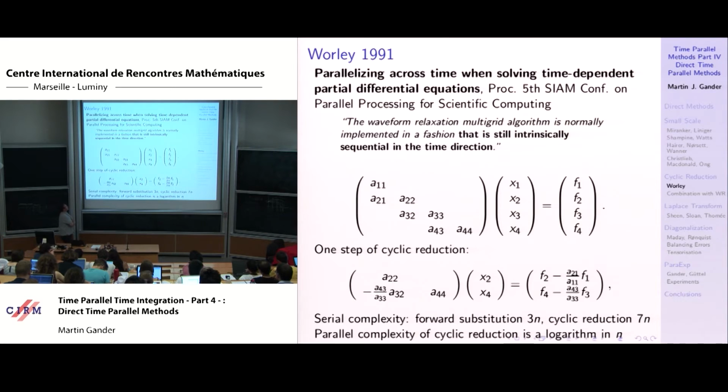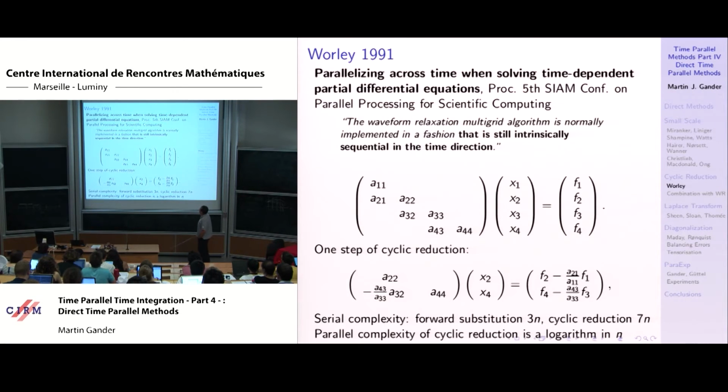Then there is another idea, which is also a direct time parallel method, which goes back to cyclic reduction. It was an invention by Worley, and it was made to improve waveform relaxation. You remember waveform relaxation was an algorithm from the electrical engineering community. I've shown you Jacobi and Gauss-Seidel, waveform relaxation. And in each iteration, you have to solve a scalar ODE if you do Jacobi or Gauss-Seidel waveform relaxation. Now, the scalar ODE you still solve sequentially, and that's what Worley says here. The waveform relaxation multigrid algorithm is normally implemented in a fashion that is still intrinsically sequential in the time direction. Because at each waveform relaxation iteration, you solve over the whole time window, but you just solve by forward marching.